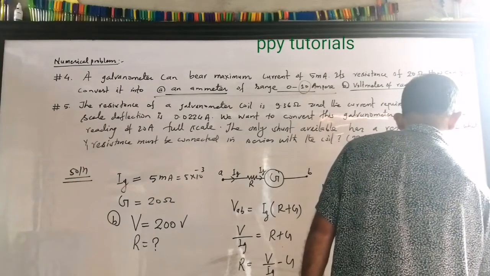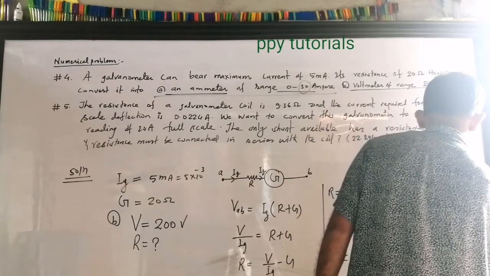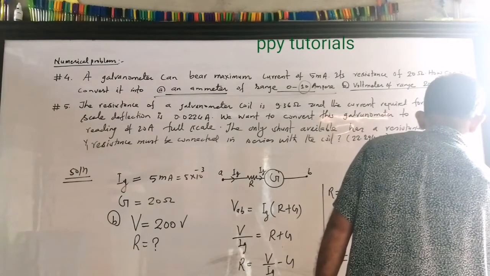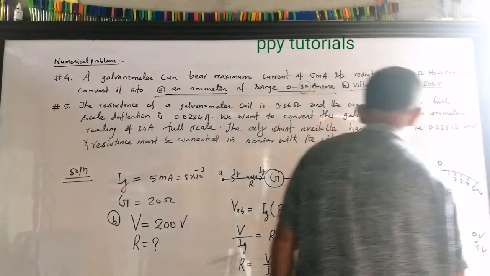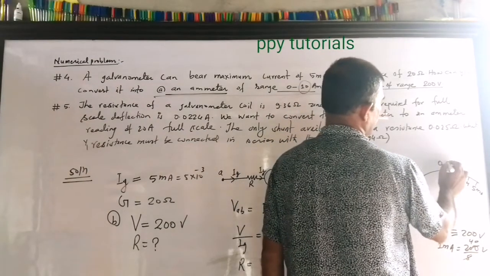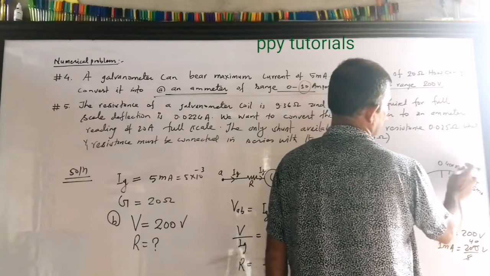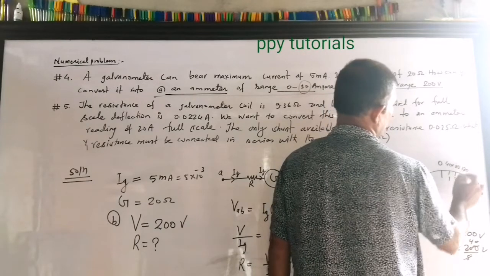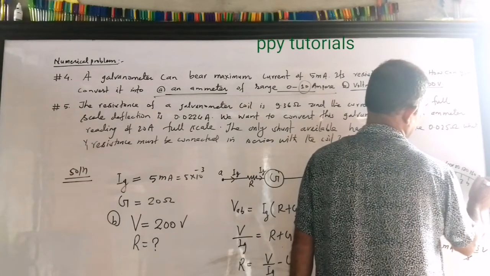So 1 milliampere will be equal to 200 divided by 5, which is 40 volt. So where is the 1 milliampere level? There will be your 40 volt. Then 80, plus 40 is 120, then 160, and then the 200 volts.